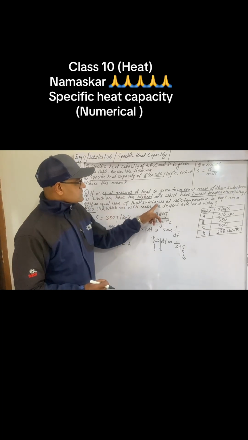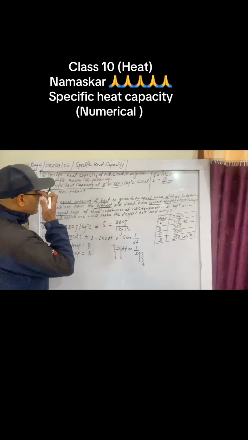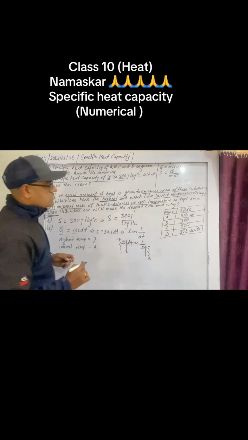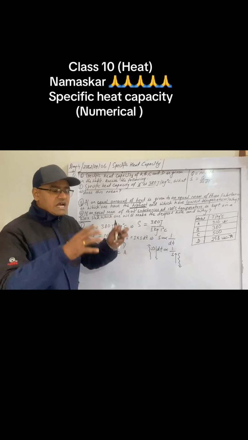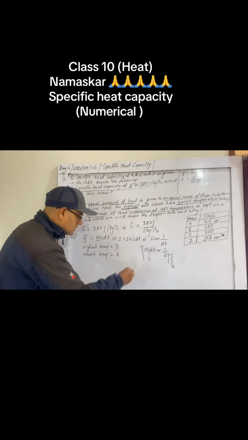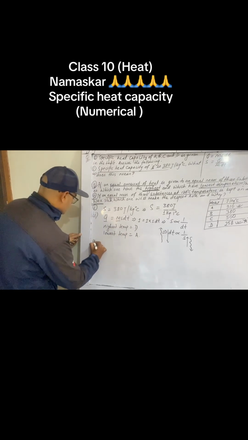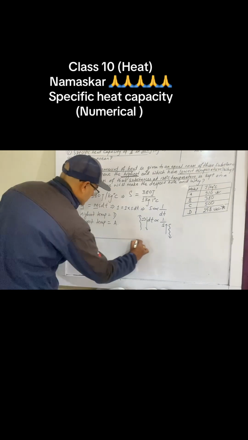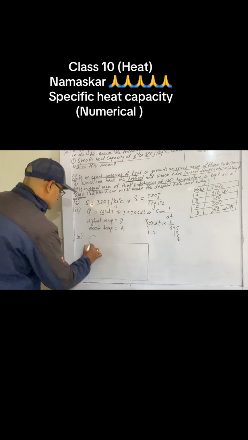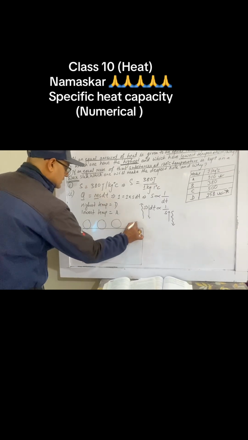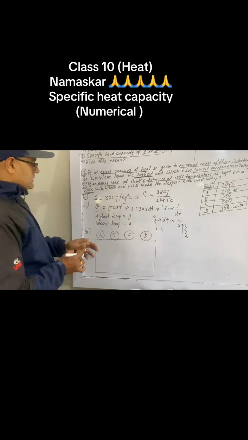If equal masses of all the substances are at the same temperature, 120 degrees centigrade, and are kept on a wax slab or an ice cube, which one will go to the greatest depth? The third question is: if all the substances A, B, C and D are kept on a wax slab.